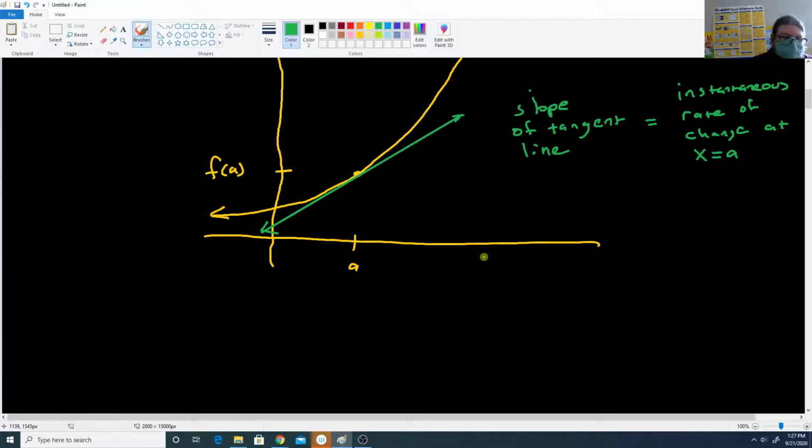So we're going to give that a name. We're going to call that the derivative and give it the little symbol f prime. So from this, we could say f prime of a will represent the slope of the tangent line. It's also the instantaneous rate of change.